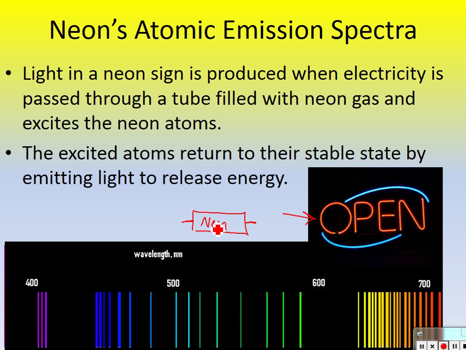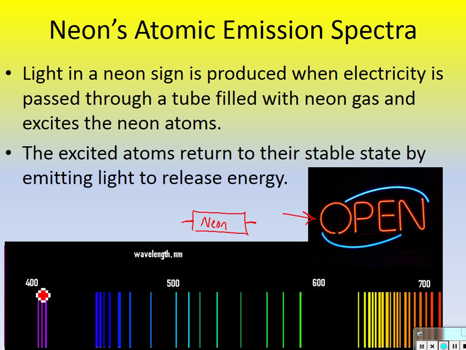And here is the emission spectrum of neon. How many different bands of light? I mean, it's a lot, right? Well, how many electrons does neon have? Neon's right there. How many? 10. So all of these 10 electrons are going up to excited states, coming back down.